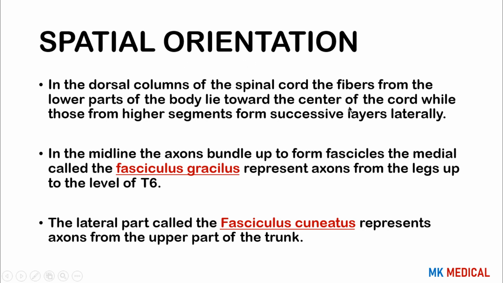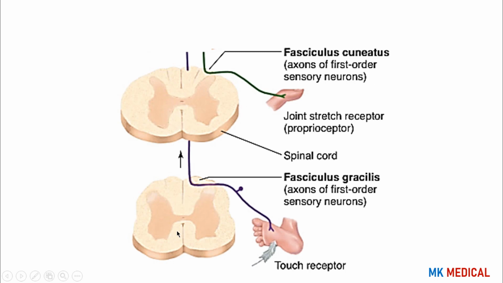In the dorsal column, the fibers coming from the lower parts of the body are going to be found in the center of the cord, whilst those coming from the higher segments are progressively added in the lateral layers. In the midline, you have a bundle of axons which forms a fasciculus, known as the fasciculus gracilis, which represents everything from the legs up until T6. Then the lateral part is the fasciculus cuneatus, which represents the axons from the upper part of the trunk. So these are the two: the fasciculus gracilis as well as the fasciculus cuneatus.